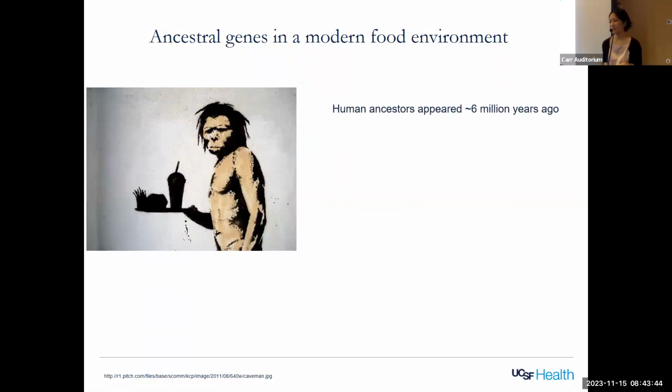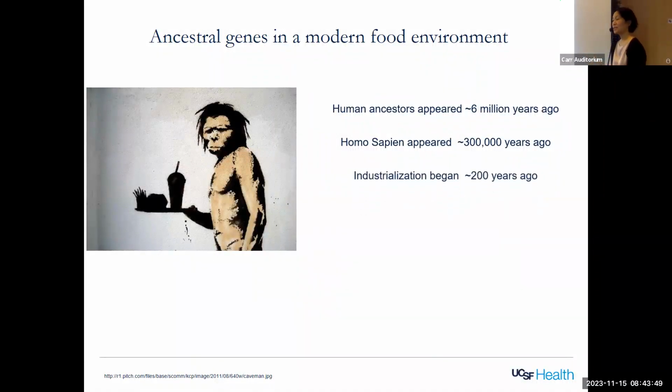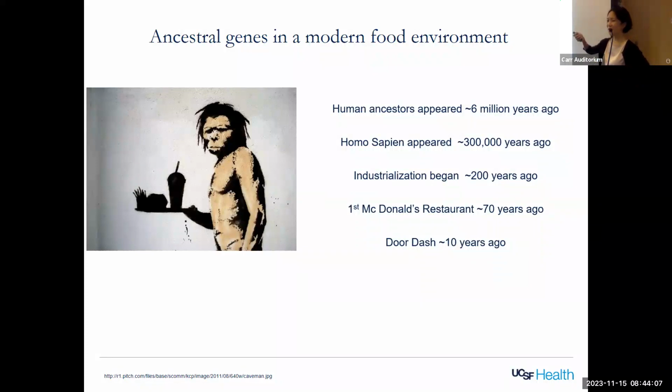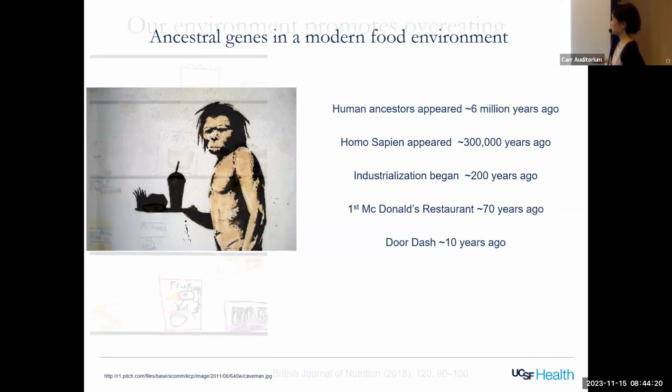So human ancestors appeared 6 million years ago. Homo sapiens appeared 300,000 years ago. Industrialization began 200 years ago. McDonald's opened 70 years ago. And DoorDash has only been around for 10 years. And we have not had this stress of having the ability to order 1,000 calories from your phone to be delivered to you in an hour. That's in some ways an environmental stressor, right? How does your body cope with that access to food? And I think we're not doing it so well.